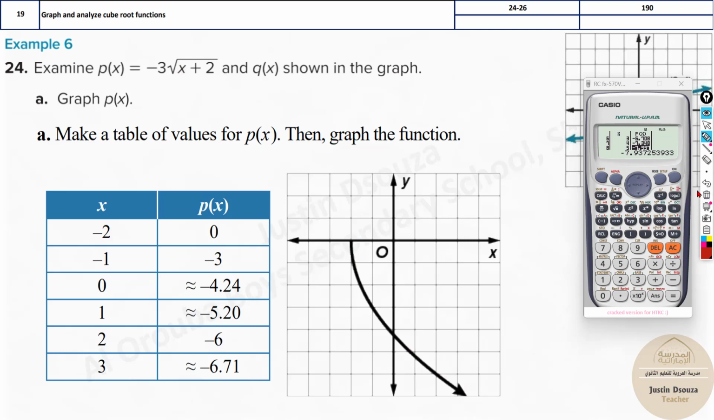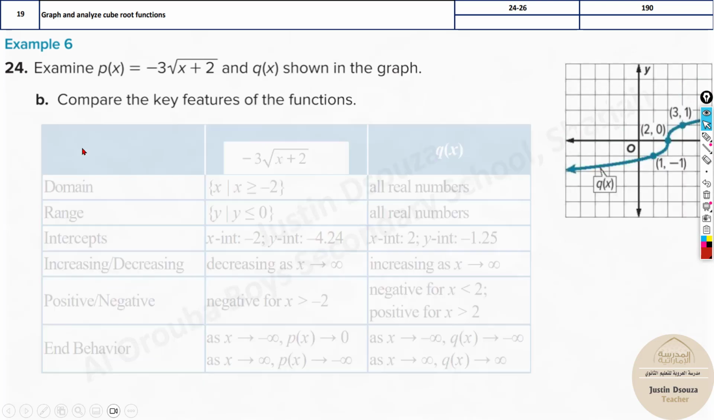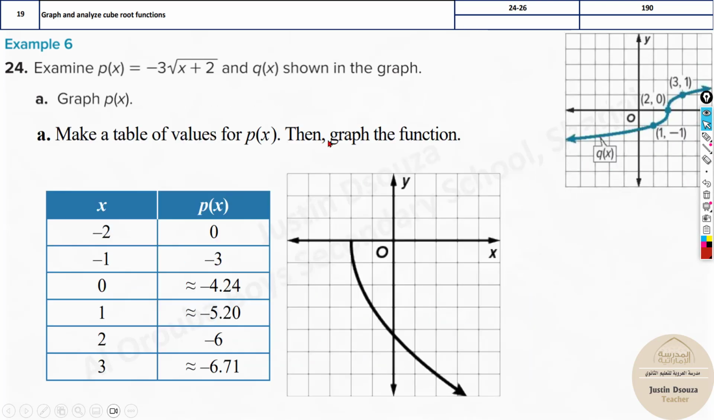Now, that is the first part. This is it. But you need to compare as well. What you have to compare are these features. I'll tell you a few of the features. Let's see both the graphs together and I'll tell you now.